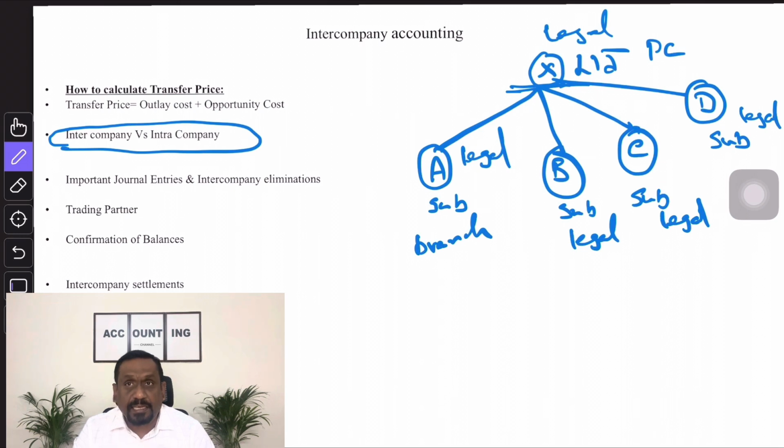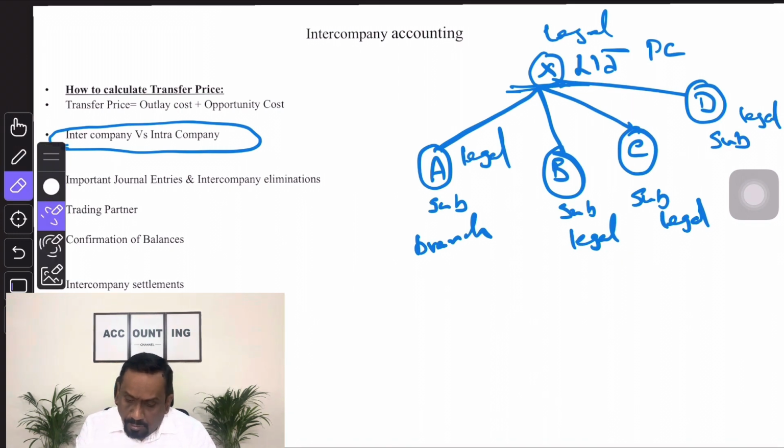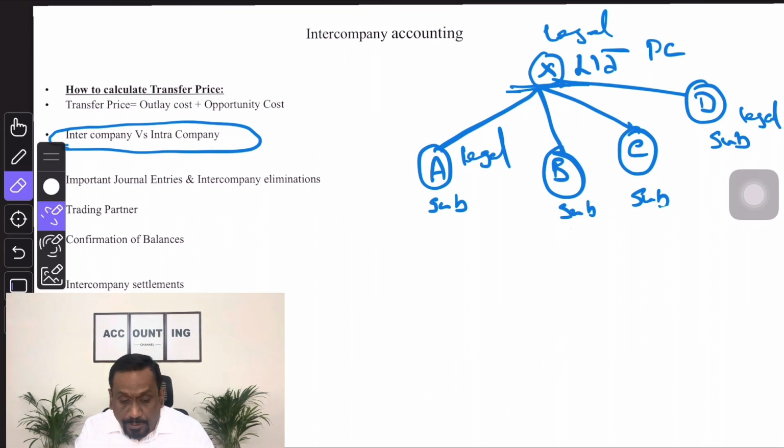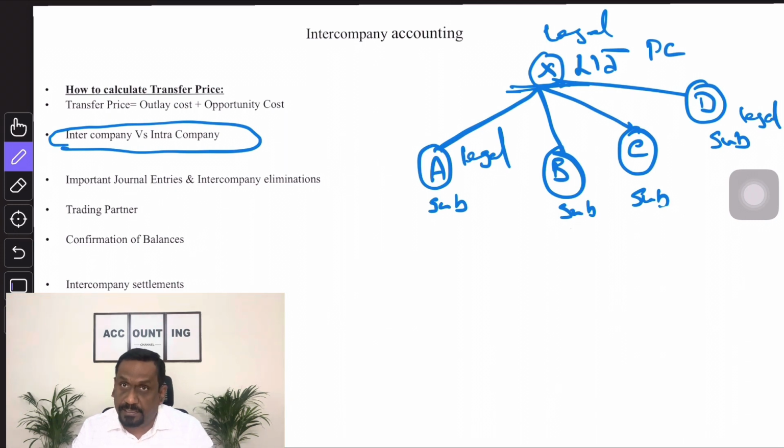And now I am not talking about intra-company, just forget about it. I am just giving an example of what is intra-company. So leave that. Now I am talking only about intercompany transactions. For intercompany transactions, A is a legal entity, B is a legal entity, C is a legal entity, D is a legal entity, X is also a legal entity. So whatever transactions happen between these legal entities are intercompany transactions.